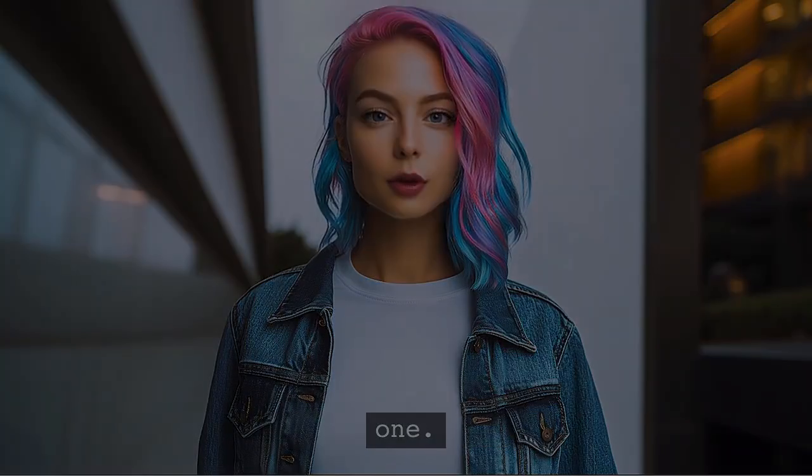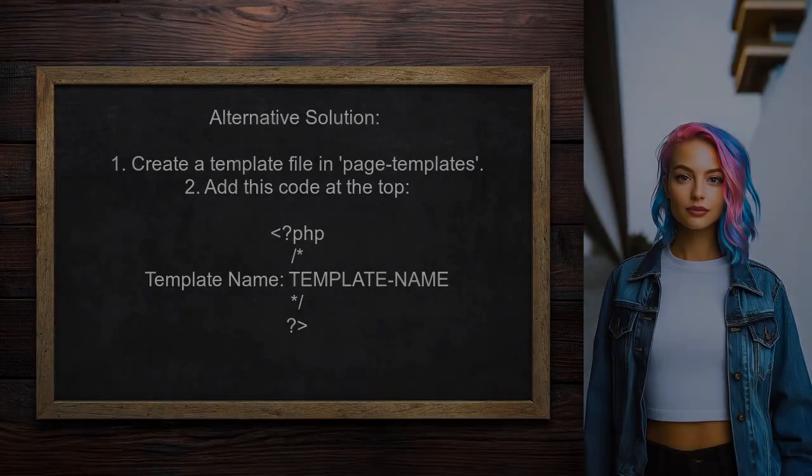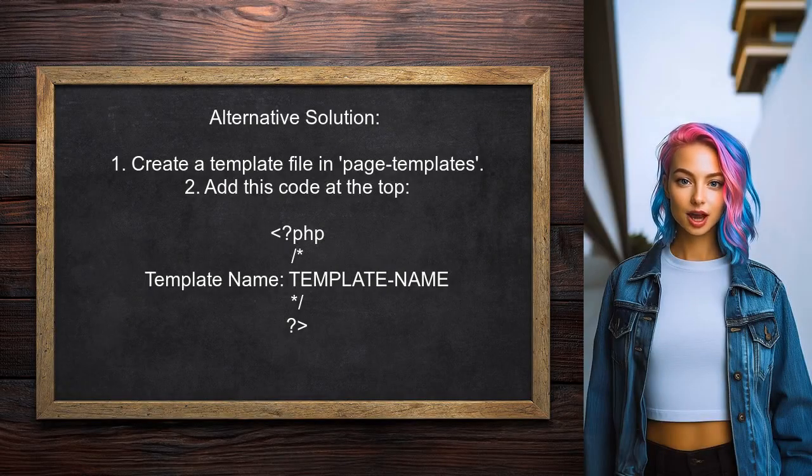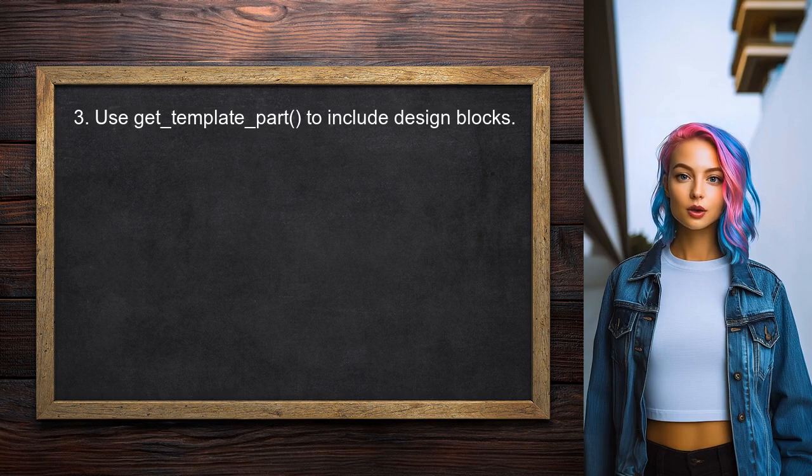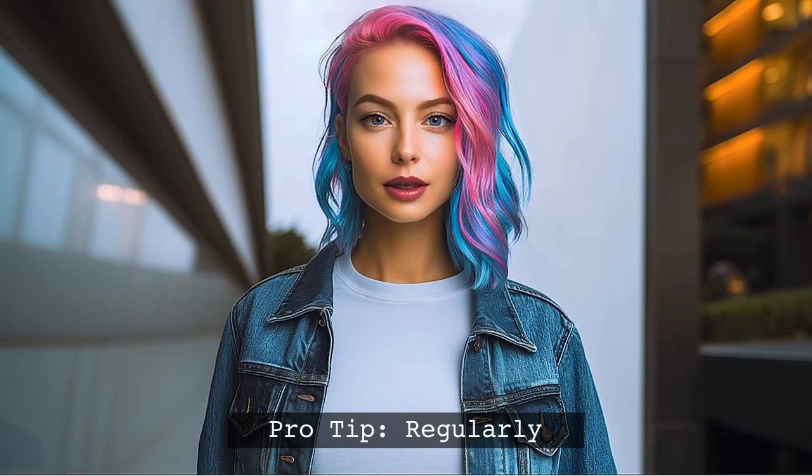Let's take a look at another one. An alternative approach suggests creating a template file in the page templates directory for each design you want. To make a template accessible from the WordPress admin, you need to add a specific comment at the top of each file. Here's the tip I promised.